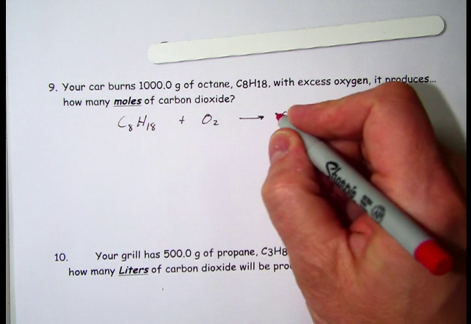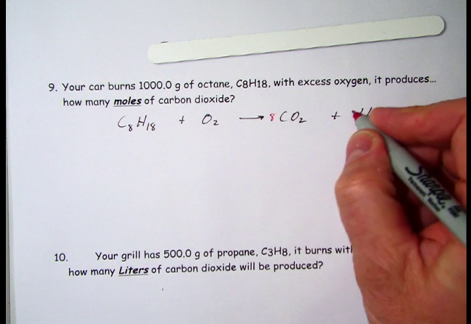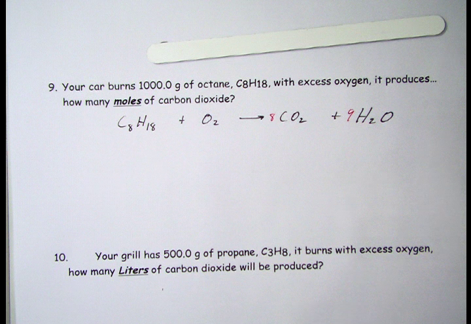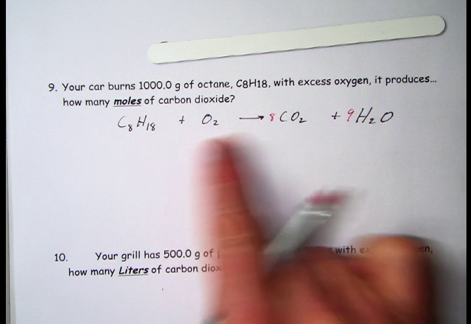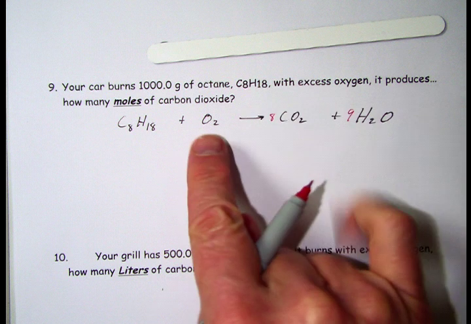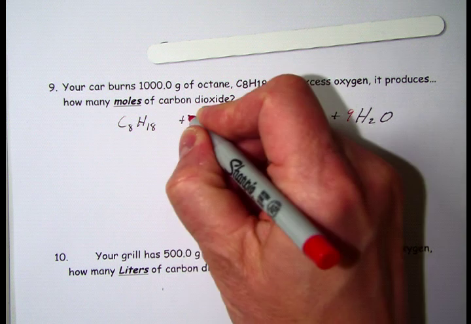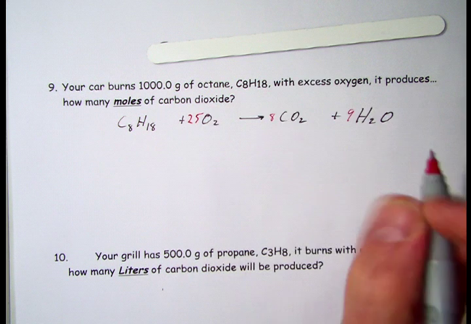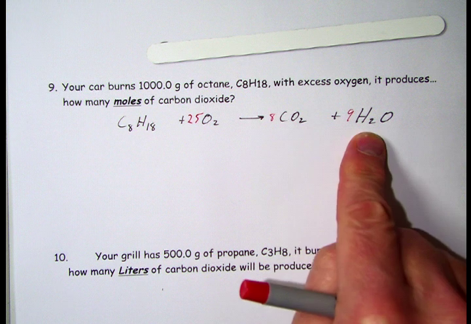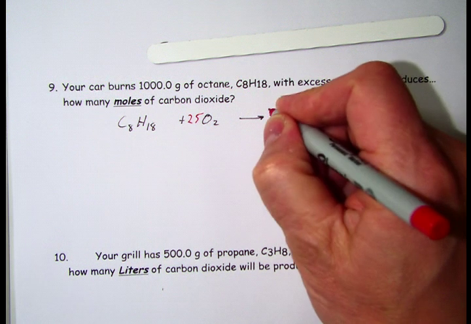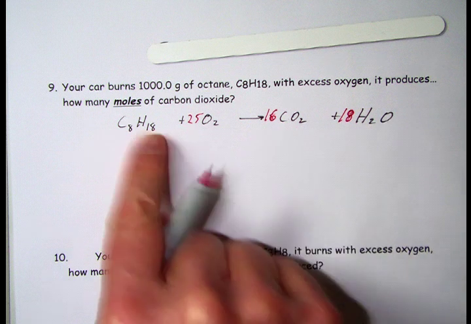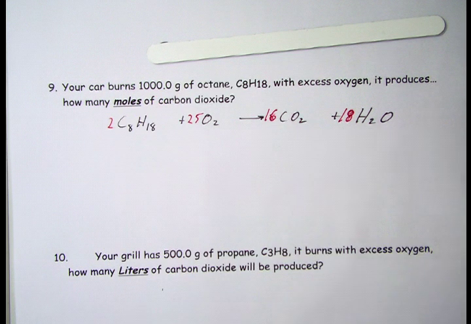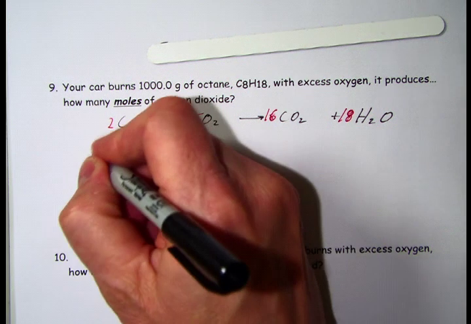8 carbons need 8 carbons, 18 hydrogens on both sides. I have 2, 16 and 9 is 25, so we've got an even and an odd. The least common multiple is 50, so I'll make it 50 on the left. I have 25 on the right, but I need 50, so I'll just double these to make it 50. That makes me double my carbons. Okay, so now I have the complete balanced reaction.